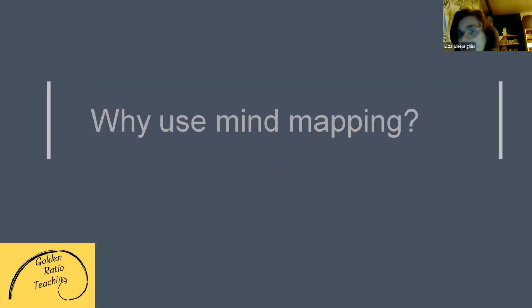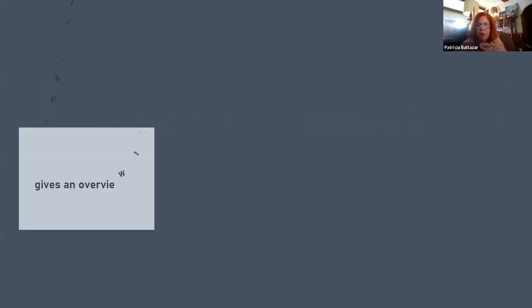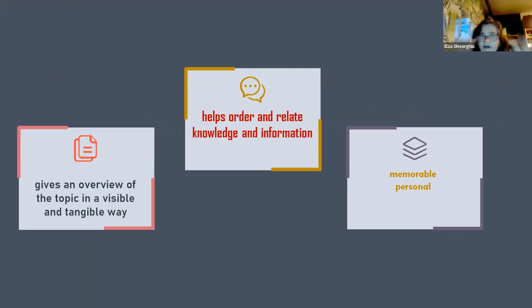Okay, so why do we use mind mapping in our classes? I start from the idea that you have already used it. From the last presentation, we have improved it thanks to your contribution, what you have done with mind mapping in your classes. So why is it useful? Essential information. Okay, yes. It gives an overview of the main information in a very visible way. And we know that a picture is worth 1,000 words. So in a very clear, condensed, concise, and complete way, a picture. And it helps students order and relate information and knowledge, and it's personal, it's memorable.